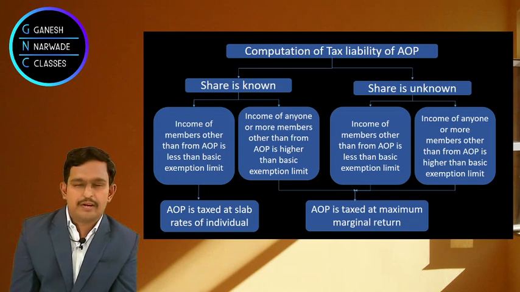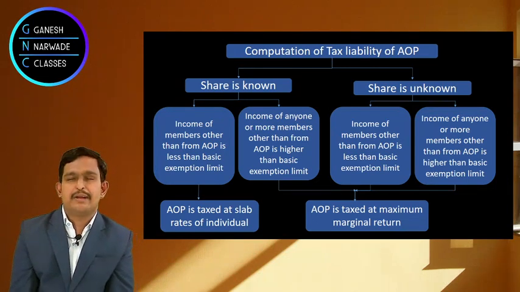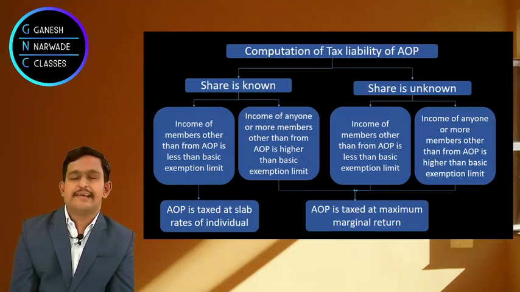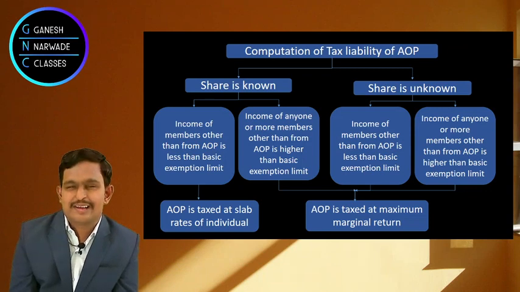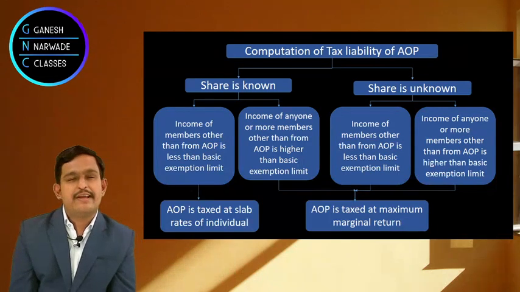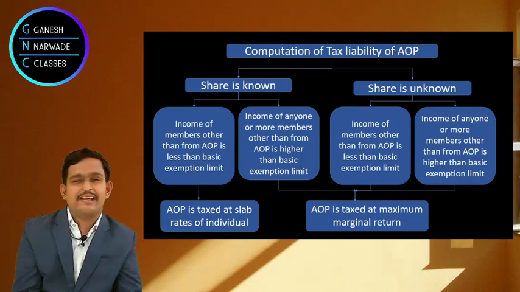Now, I am talking about taxation of AOP, tax rates of AOP. Member's share is known and some of the members' income is more than basic exemption limit. Then what will happen? Then, sir, maximum marginal rate will be applicable for taxing AOP. Suppose share is not known. क्या सोचना इधर, right? Members' income is less than 2,50,000 or more than 2,50,000, कोई फर्क नहीं.